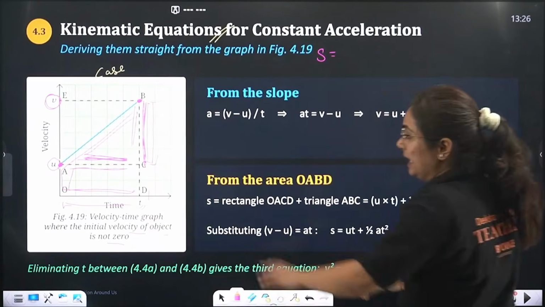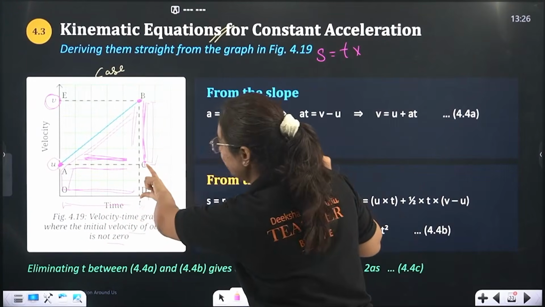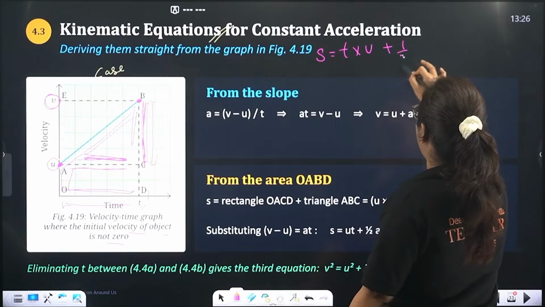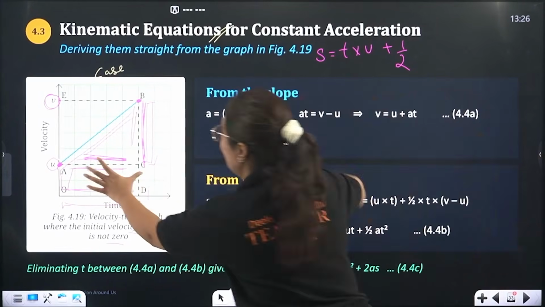Area of the rectangle is length into breadth. Here length is equal to T. Your breadth will be equal to what, beta? U. Okay? Plus half. Half what? Because now we have to add it with the area of the triangle, half into base into height.